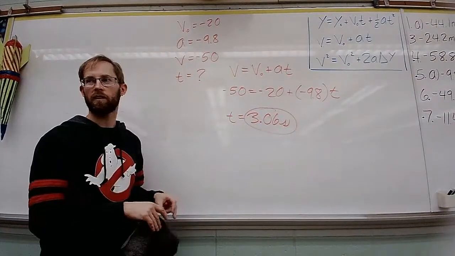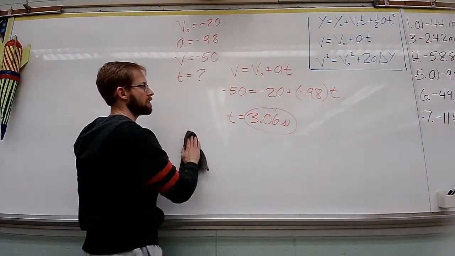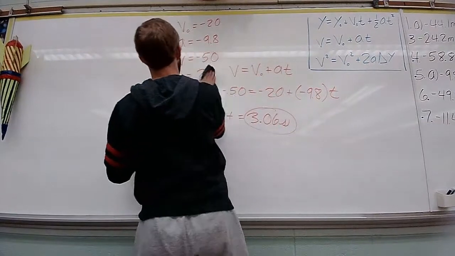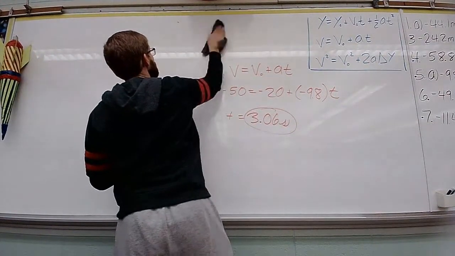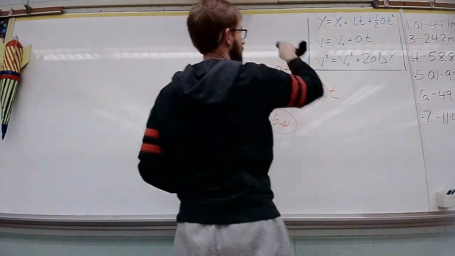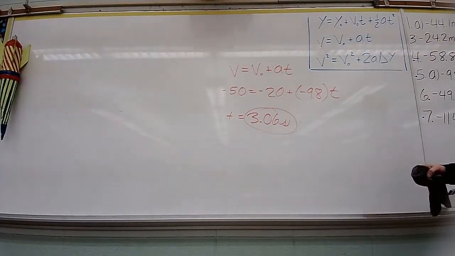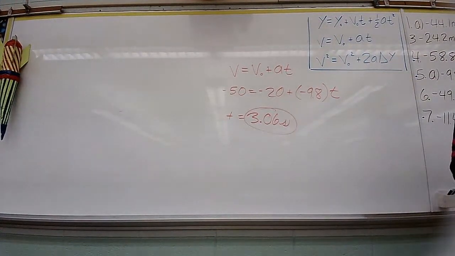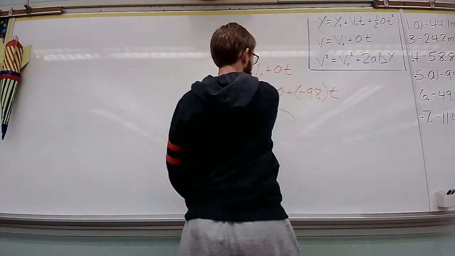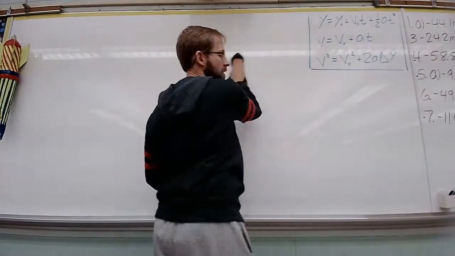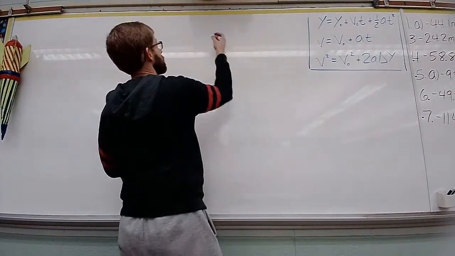And finally, we're going to take a look at letter D for this one. So letter D, now we're looking for the final velocity after it falls 100 meters. So now it's changing a little bit about what it's giving us. We still know the original velocity. The original velocity is negative 20.